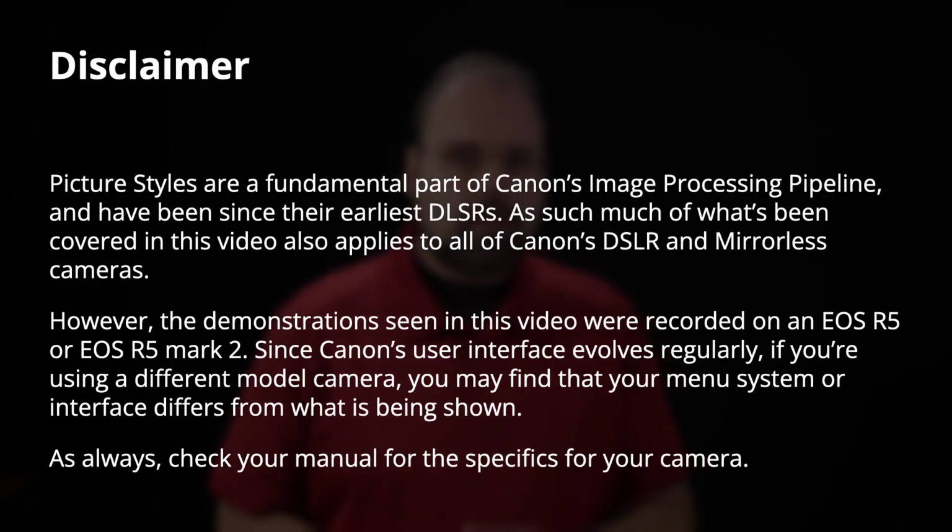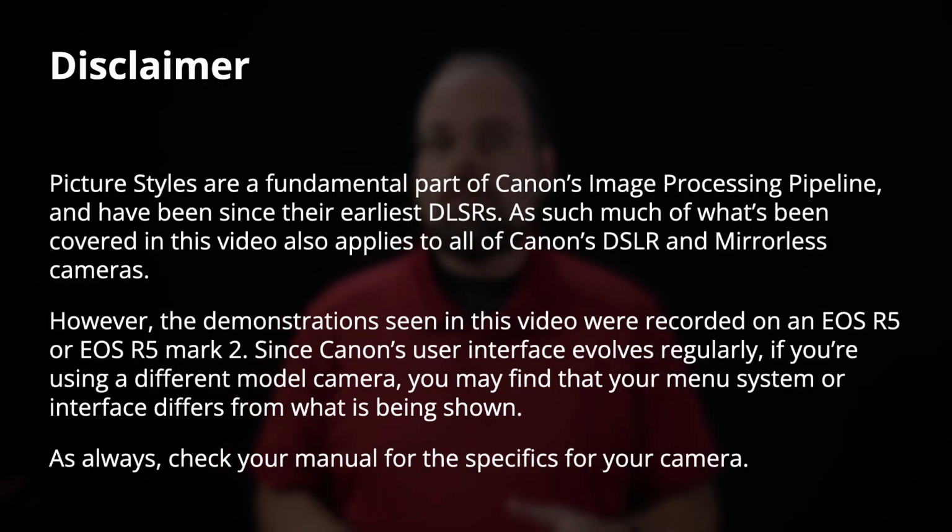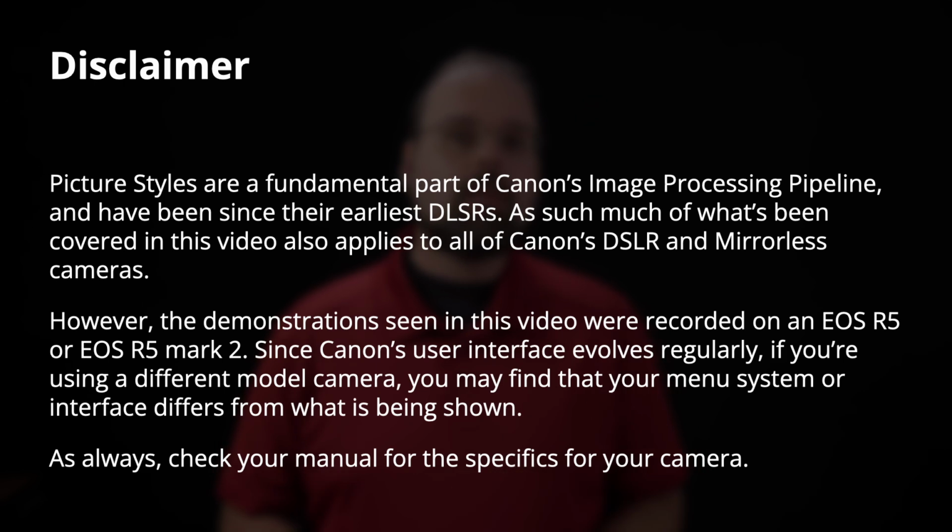So this is part 4 in my series looking at picture styles on Canon's EOS R series of cameras. Most of what I covered in the previous 3 videos also applies to shooting in video mode as well. There are some video-specific limitations and differences from what is done in photo mode.